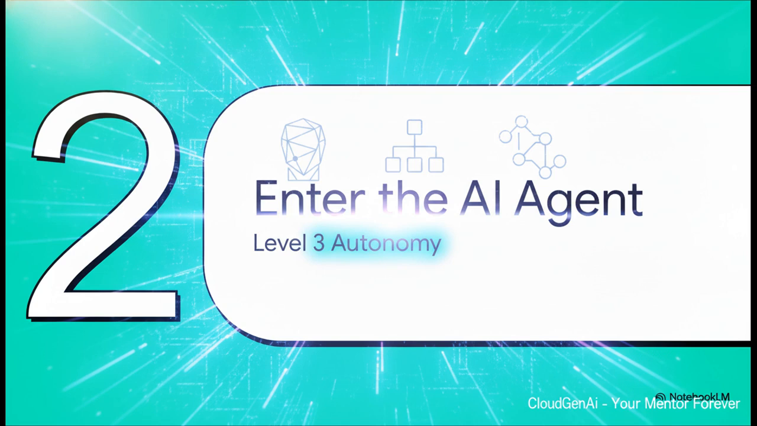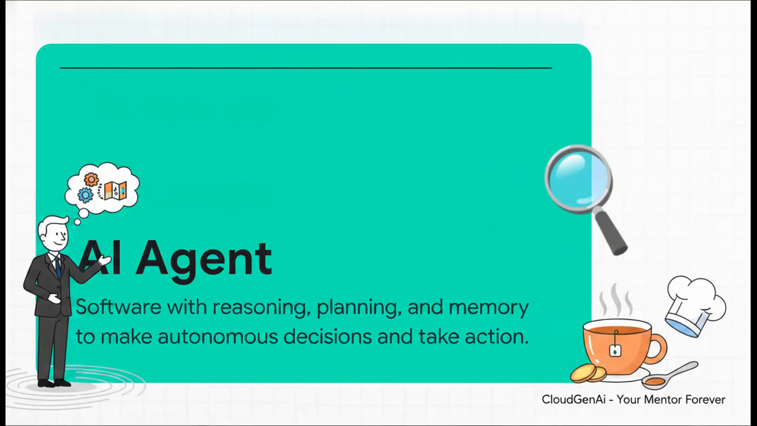Which brings us to Section 2. Enter the AI agent, Level 3 autonomy. It is time to introduce the absolute star of our show. An AI agent is basically software that possesses reasoning, planning, and memory. And this allows it to make autonomous decisions and take action on your behalf.